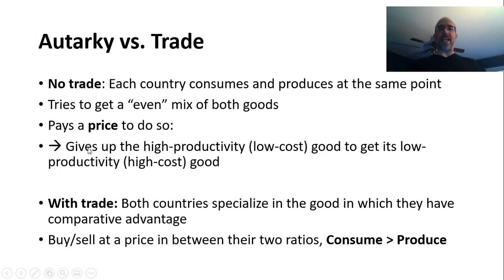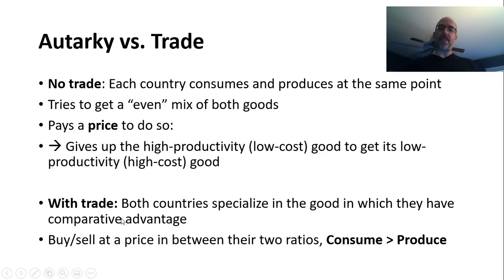Right, the price we saw, and I talked about this, you give up the high productivity good, right? Because some of your workers are making the low productivity product, or you're giving up the low cost good to get the high cost good. All right, and that's what you do under autarky. If you want both goods, you're going to have to spend resources to get the thing that you're not too good at. But with trade, both countries specialize in the good where they have comparative advantage.